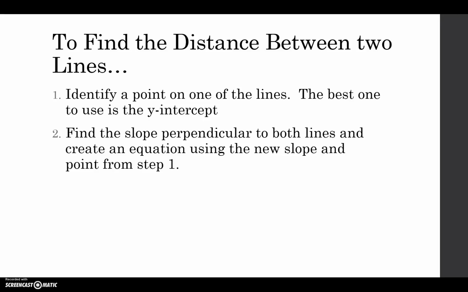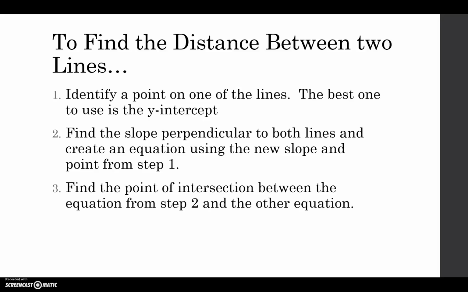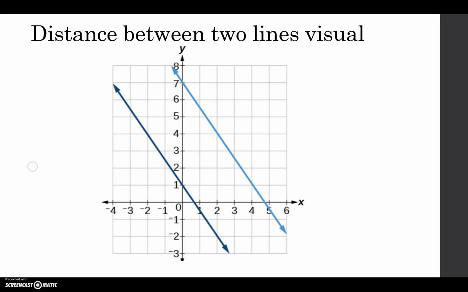So think about the last lesson, how you were finding all the perpendicular slopes, and then find the perpendicular line with that slope using a point. That's what you're doing here. Step three, you're going to find the point of intersection between the equation from step two and the other equation that's in the problem. And step four, find the distance between the two points. So right now, you've written this down, and you're like, I have no idea what on earth she's even beginning to talk about. So let me give you a visual on what we're doing.